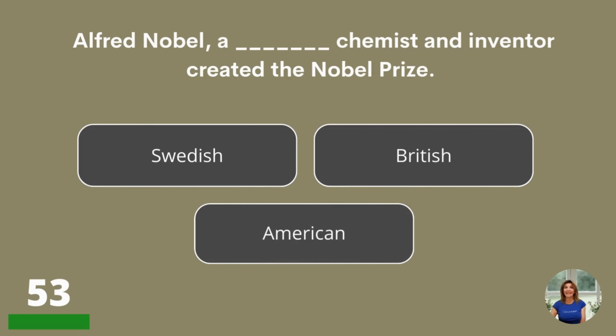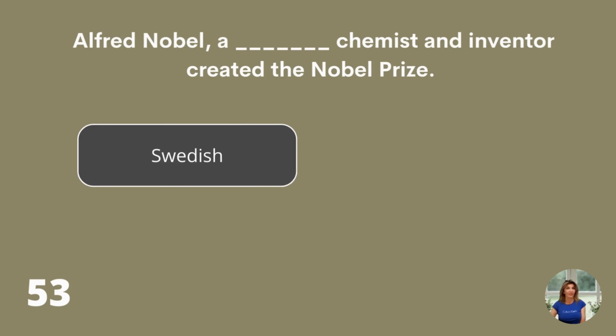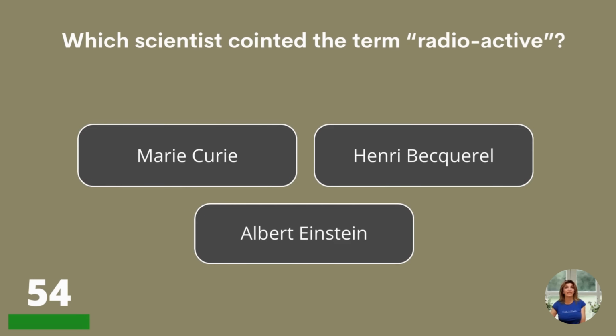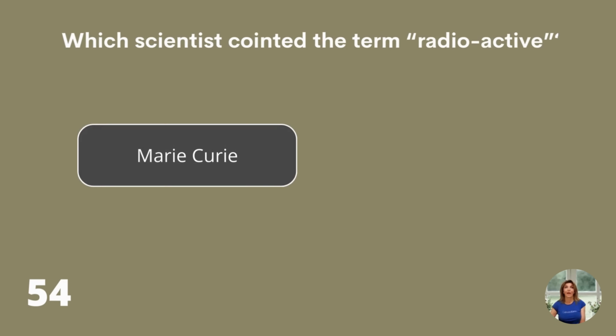Was the Nobel Prize created by Alfred Nobel, a Swedish chemist and inventor, a British chemist and inventor, or an American chemist and inventor? Swedish chemist and inventor. Which scientist coined the term radioactive? Marie Curie, Henri Becquerel, or Albert Einstein? Marie Curie.